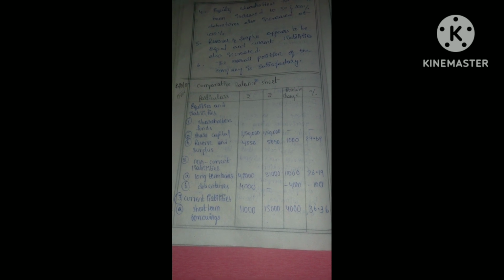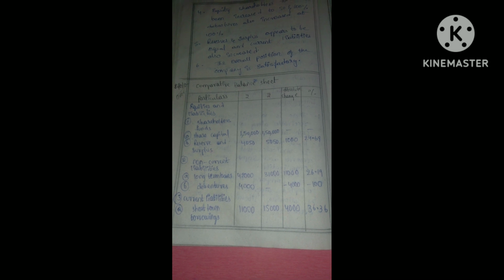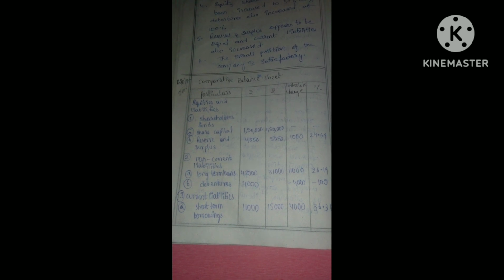So 1,50,000 minus 1,50,000 we have nil. So keep it as nil. Next, reserves and surplus values 4,050 and 5,050. So absolute change is 1,000 and percentage change is 24.69. And next we have non-current liabilities. In non-current liabilities we have long-term loans and debentures. So long-term loans 42,000 minus 31,000 we will get 11,000 and percentage change is 26.19. And the debentures 4,000. So 4,000 minus 0 we will get minus 4,000 and percentage change is minus 100.